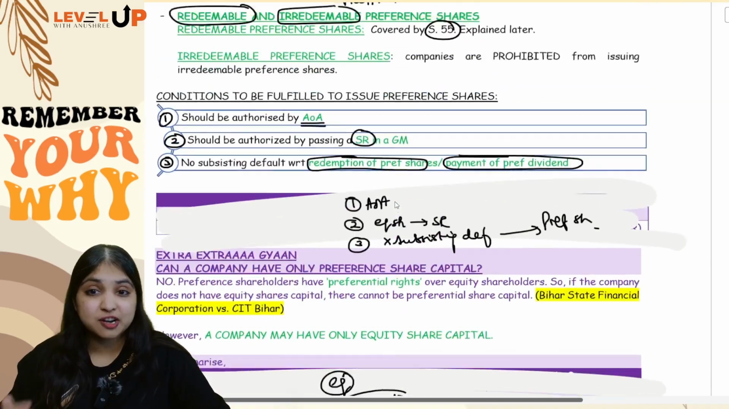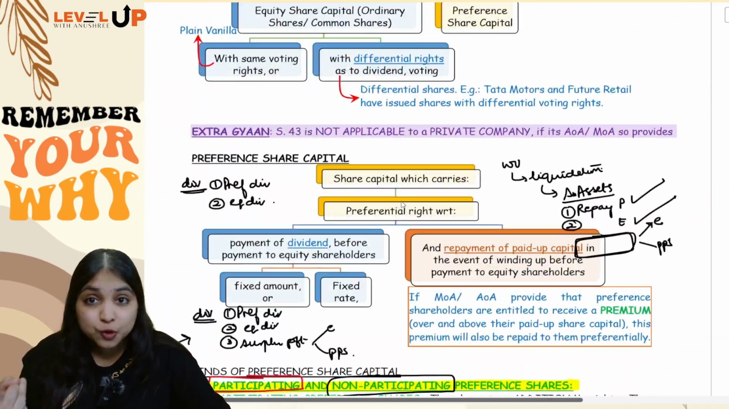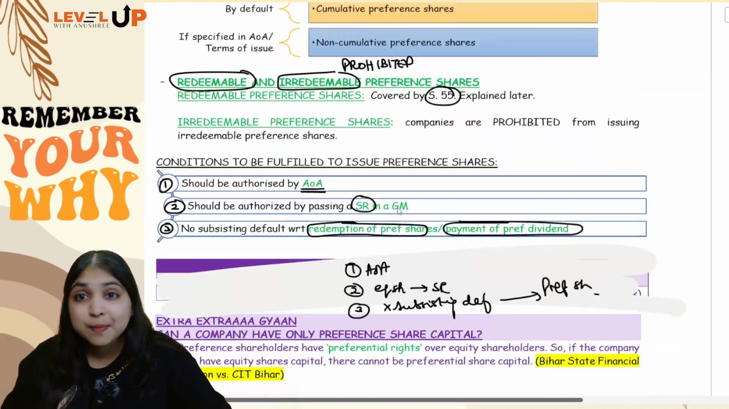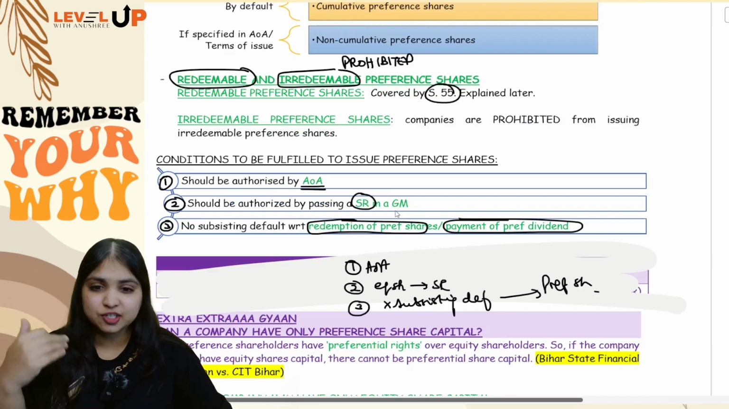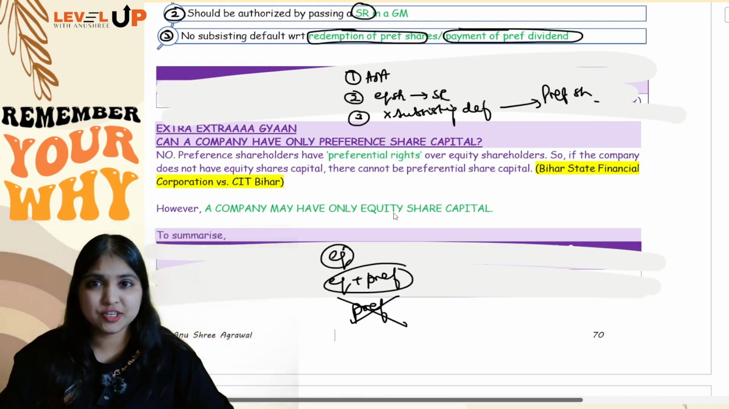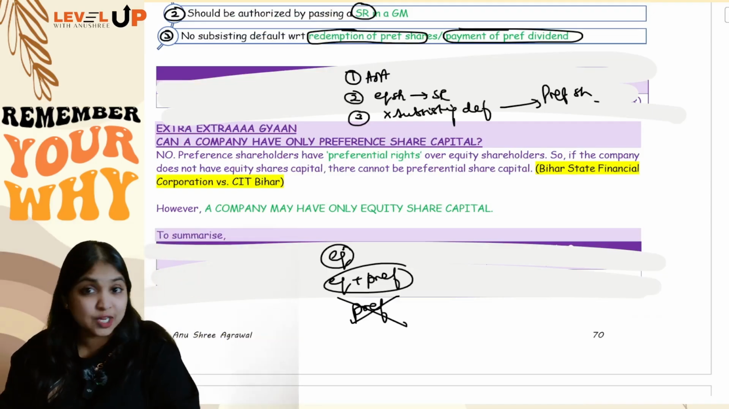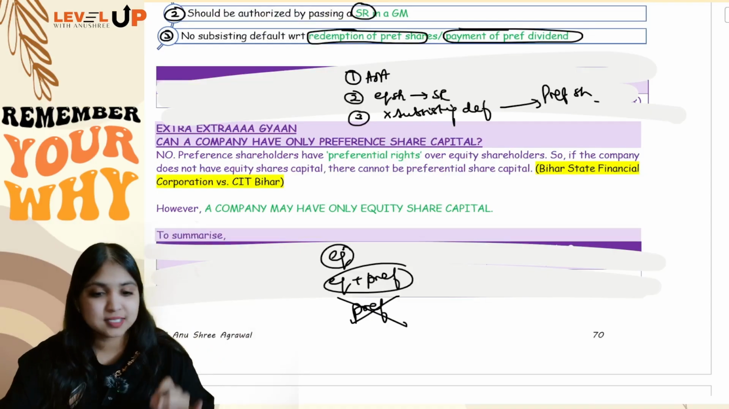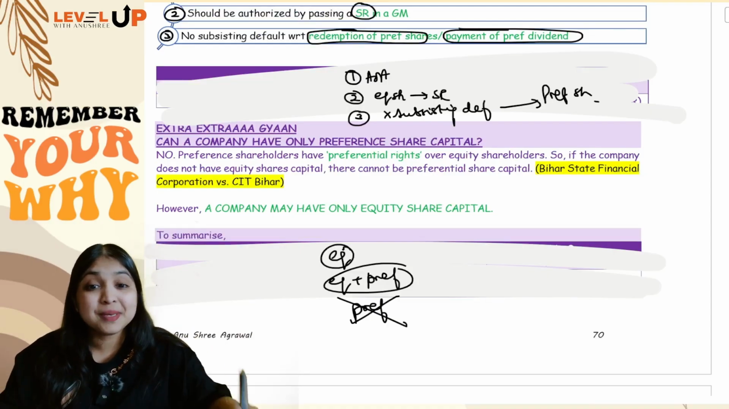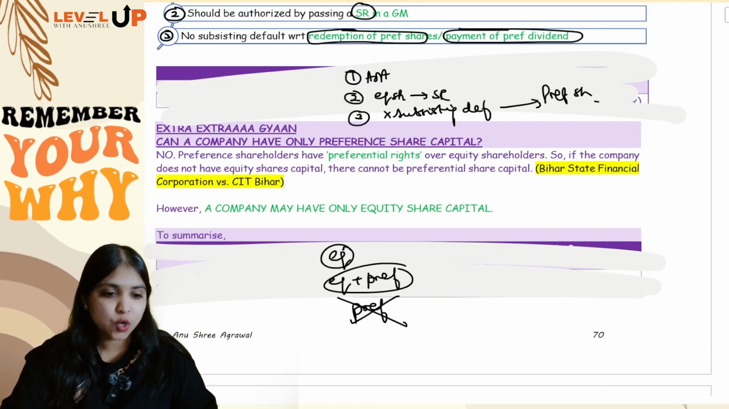So this was a discussion relating to preference shares, guys. We spoke about the 2 preferential rights that they enjoy. We spoke about the different types of preference shares, the 3 conditions, and can the company have only preference share capital? We discussed no. Either you need to have both equity and preference, or you need to have just equity. But can the company have just a preference? No, that is not allowed.